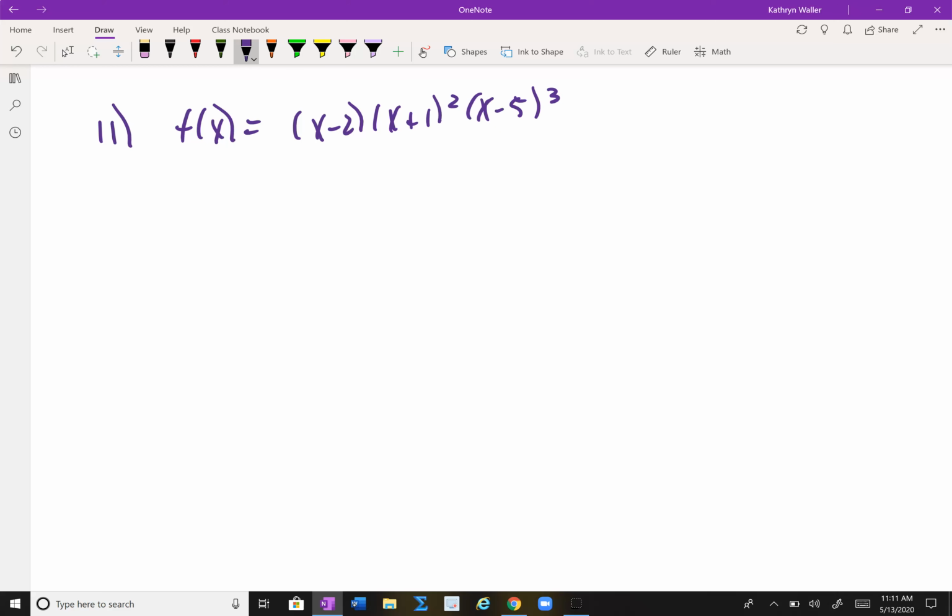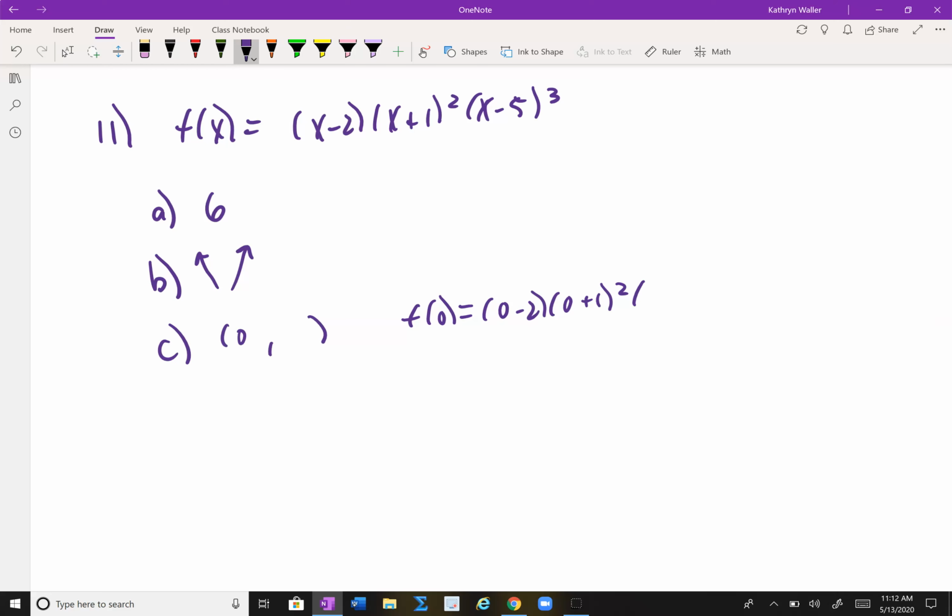Okay, so question A, what is the degree? So you go 3, 4, 5, 6. So if I were to multiply it all out, I'd have a 6. And behavior, even is parabola, and there's no negative, so it's going to open up, so it's left up, right up. To find the y-intercept, you're going to let x be a 0. So I'm going to go f of 0 is equal to 0 minus 2 times 0 plus 1 to the second times 0 minus 5 to the third, and that is going to be something really big, 250.